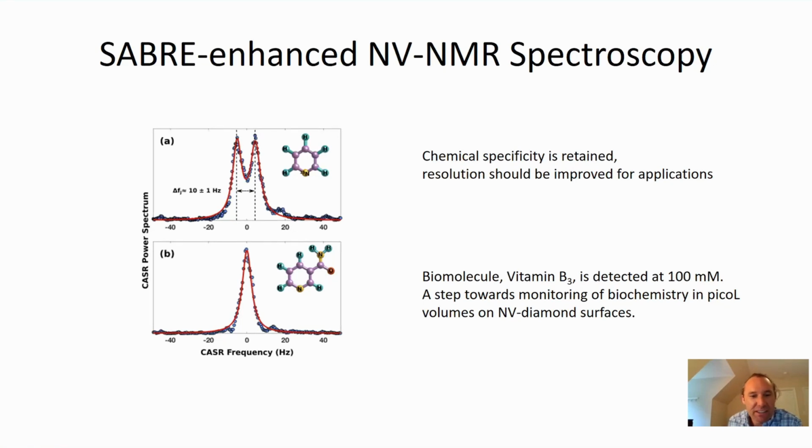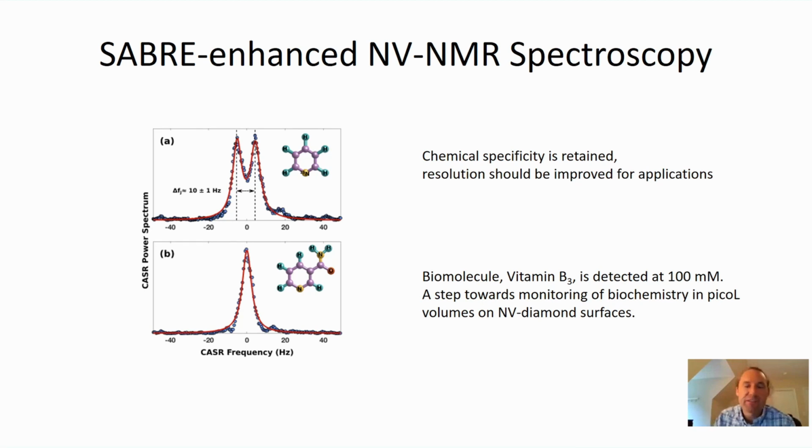But you can also detect biomolecules with these NV centers. For example, we detected vitamin B3, and so maybe this is a step towards monitoring the biochemistry in very small volumes on the surface of these NV centers.